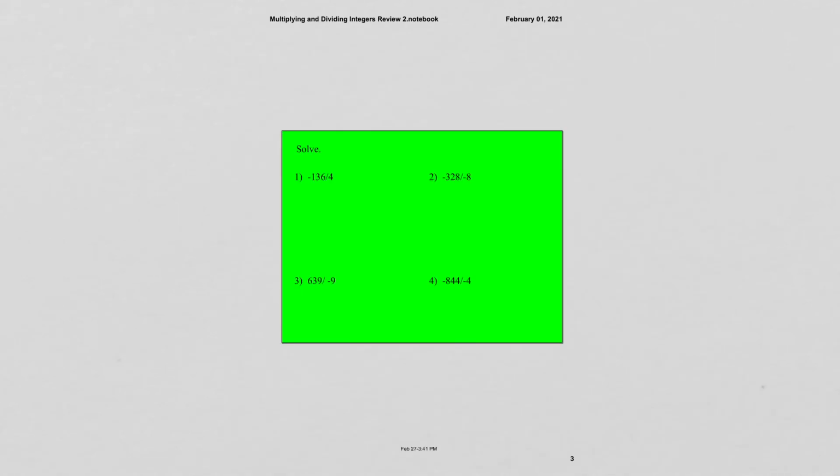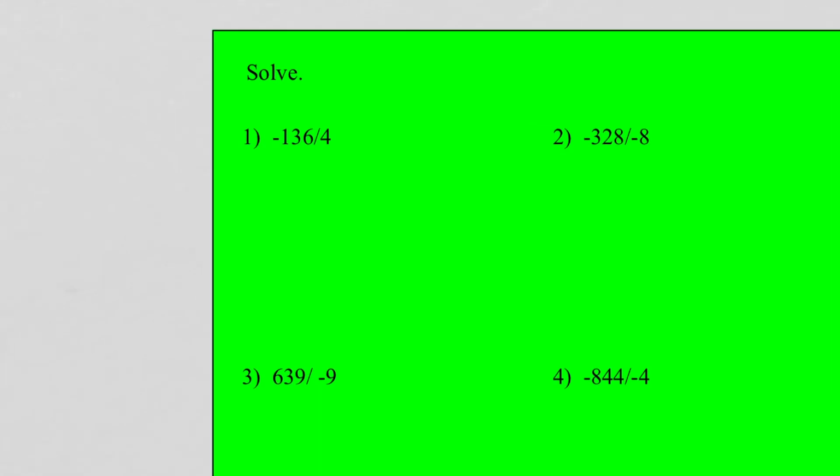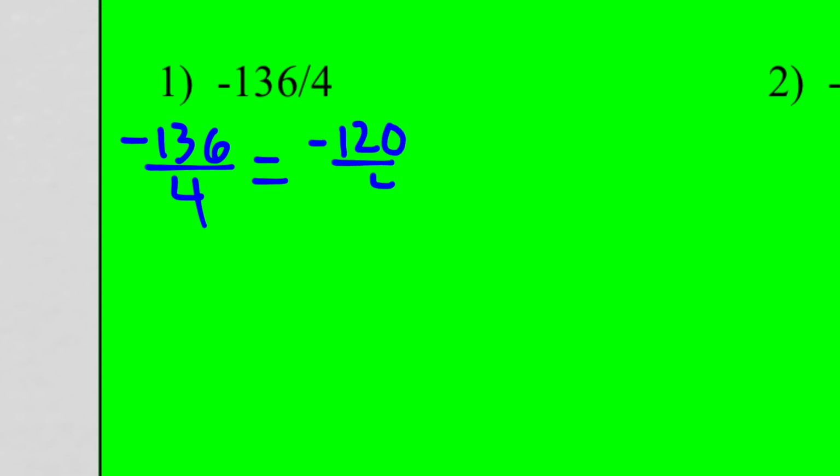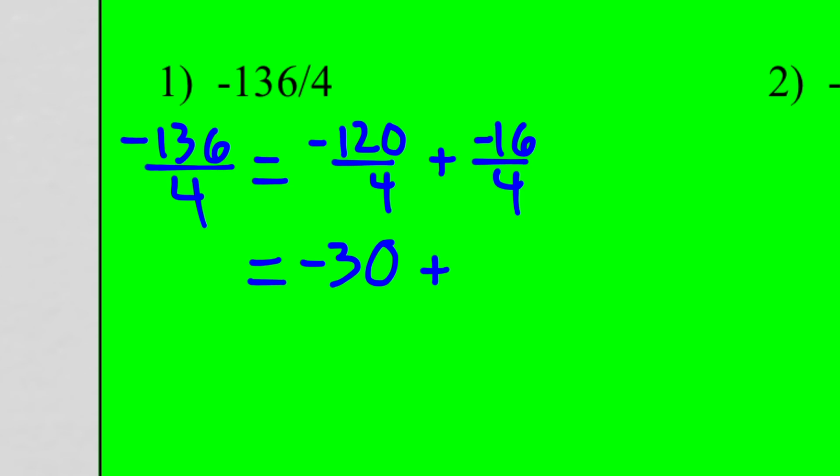Dividing. We also did dividing of integers, and we talked about how you can get creative and break numbers up to make them easily divisible. So -136 divided by 4. Could you break up -136 to make it easier to divide? I might do -120 divided by 4 plus -16 divided by 4. 12 divided by 4 is 3, so that's 30, and it's negative. And 16 divided by 4 is 4, and that's negative. When you have two negatives and add them up, that equals the negative, so -34.